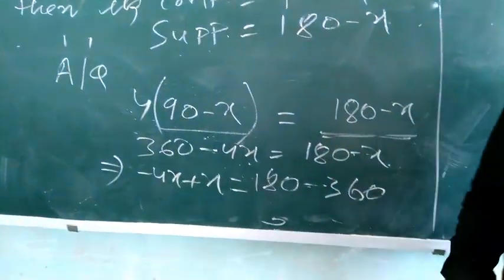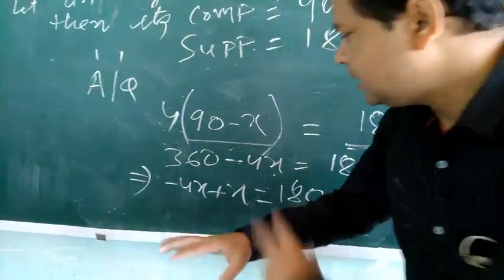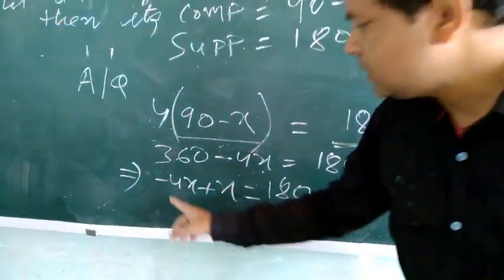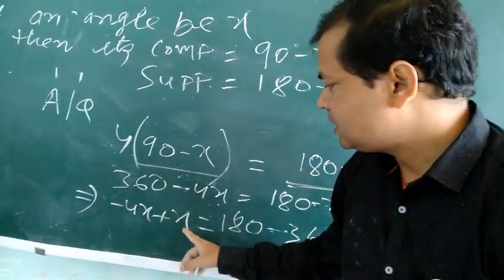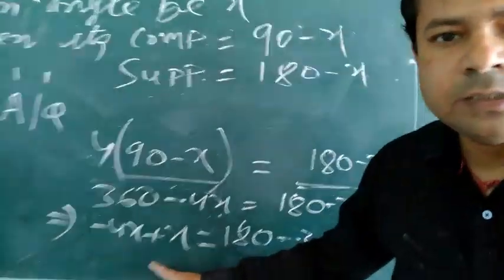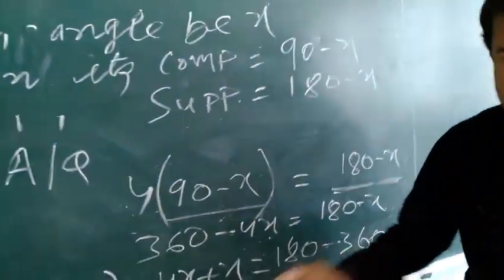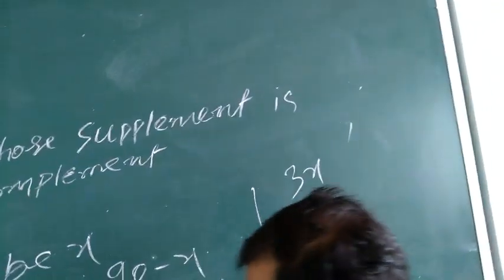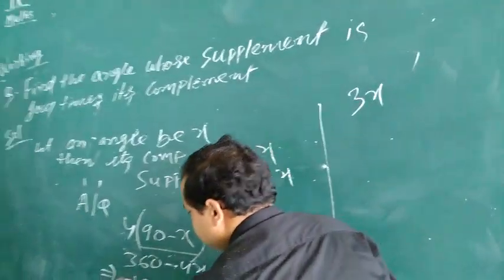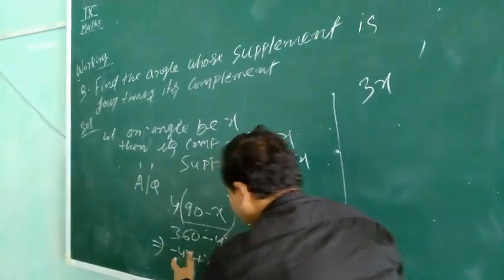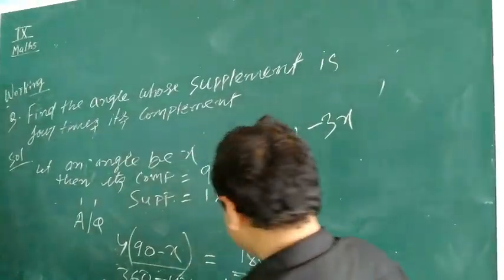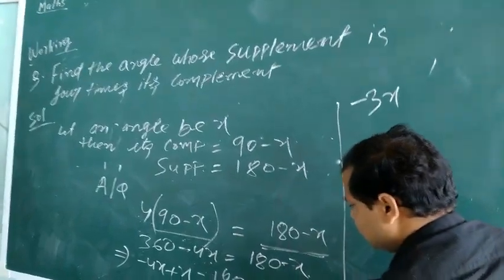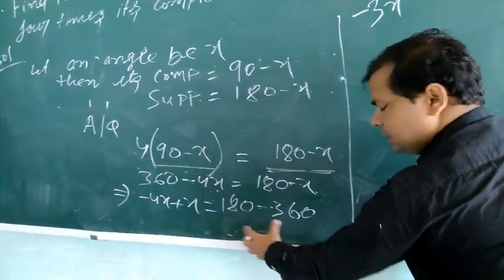As we know, if there are different signs, then forget about the sign. Regardless of their sign, subtract the smaller integer from the greater integer. So 4 minus 1 is equal to 3. So this will be 3x, and we know that we have to put the sign of the greater integer, which is minus. So it will be minus 3x, and on the other side, the RHS, the same condition is there.